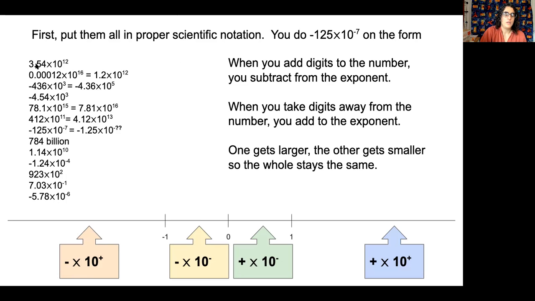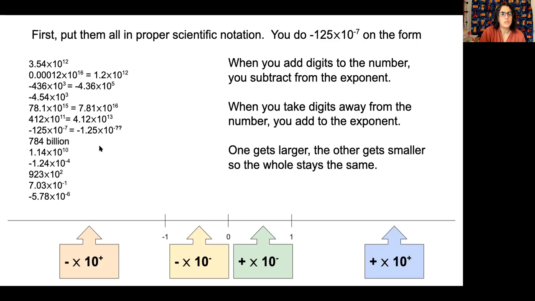This first one, we don't have to do any work, 3.54 times 10 to the 12th. But the second one, when we move that decimal place 4 places over by stealing 4 powers of 10 from the 16, we see that this second number is actually 1.2 times 10 to the 12th. So the second number is actually a little bit smaller than the first one.